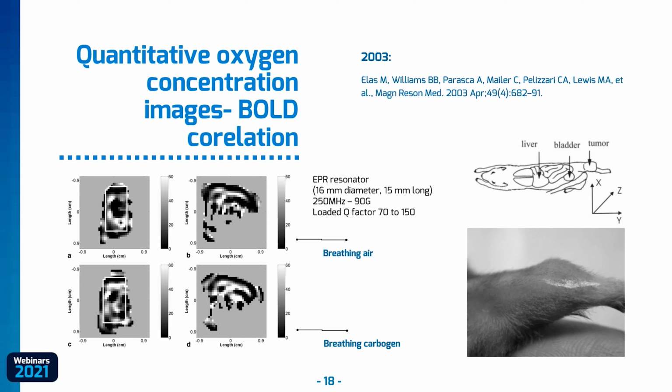Images were obtained at a 250 megahertz spectrometer with a loop gap resonator consisting of a cylindrical inductive sample holding element. The loaded quality factor, Q, of the resonator was measured once the mouse tumor was installed. The images presented in the paper were the first fully three-dimensional spatial correlation between BOLD MRI and EPR.